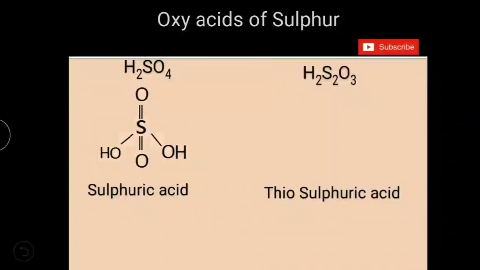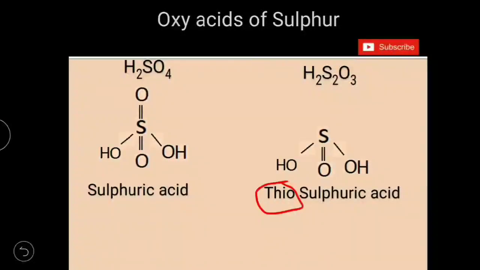And come to thiosulfuric acid. Thio means sulfur, and one of the double bond oxygen in sulfuric acid should be replaced by sulfur. So central atom is sulfur, to which one double bond oxygen is bonded, 2 OH groups are bonded, and this double bond oxygen atom of sulfuric acid is replaced by sulfur, which can be called as thiosulfuric acid.